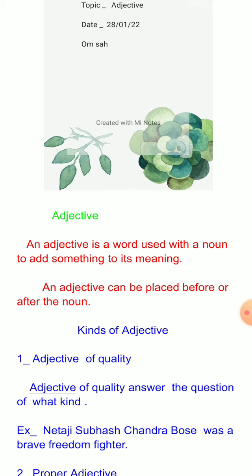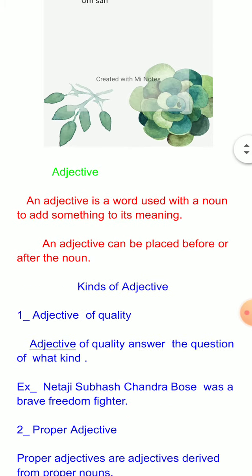An adjective is a word used with a noun to add something to its meaning. An adjective can be placed before or after the noun.